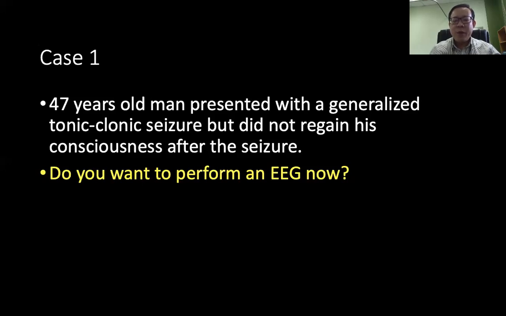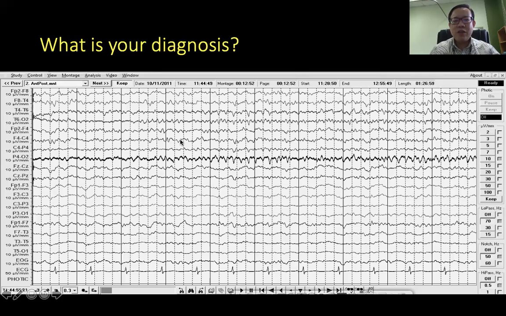So the patient had a generalized tonic-clonic seizure during emergency. There's no time for EEG. But after that, if the patient didn't regain consciousness, you want to ask whether this is still a continuous status. You can consider whether you want to do EEG straight away, because the only solution to the answer whether this is status or not, when there's no more convulsion, is EEG.